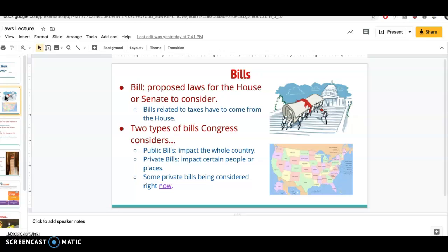So there are two types of bills Congress considers. Very easy to remember. Public and private. Public bills are exactly what they sound like. Public bills impact the entire country. So a very wide tax law, that would be a public bill. A private bill impacts certain people or places, and we are talking very specific.